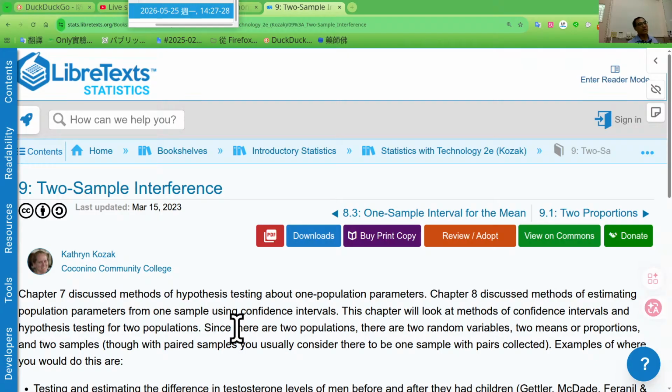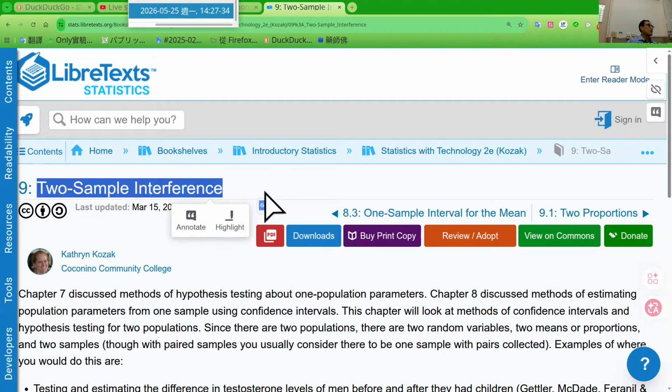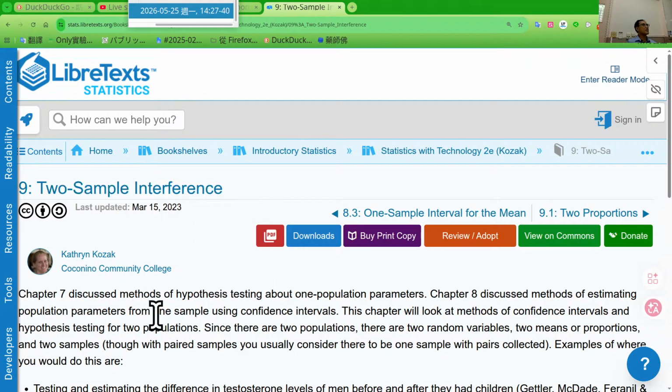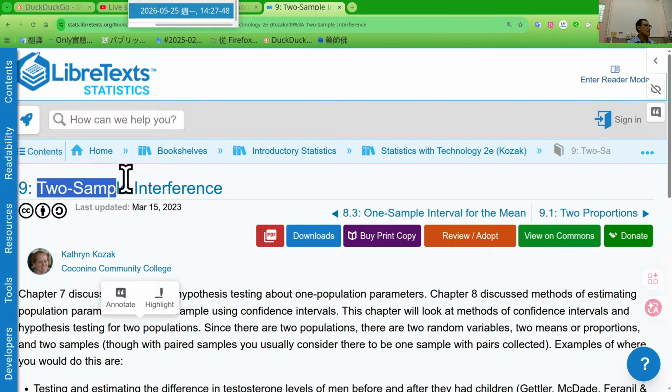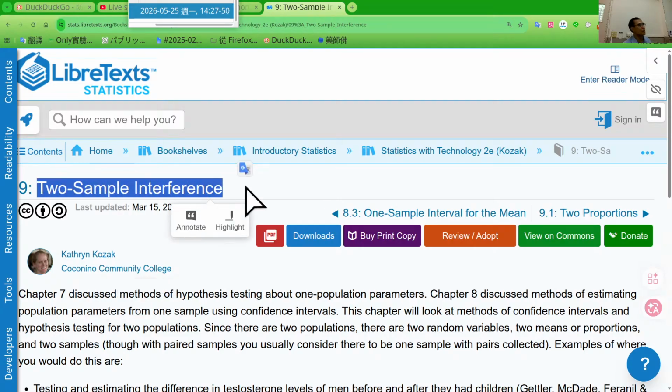Okay, now it's time to check chapter number 9. The title is Two Sample Inference. In the past courses, we learned the one sample t-test, and now we are going to run two sample t-tests. What's the difference?